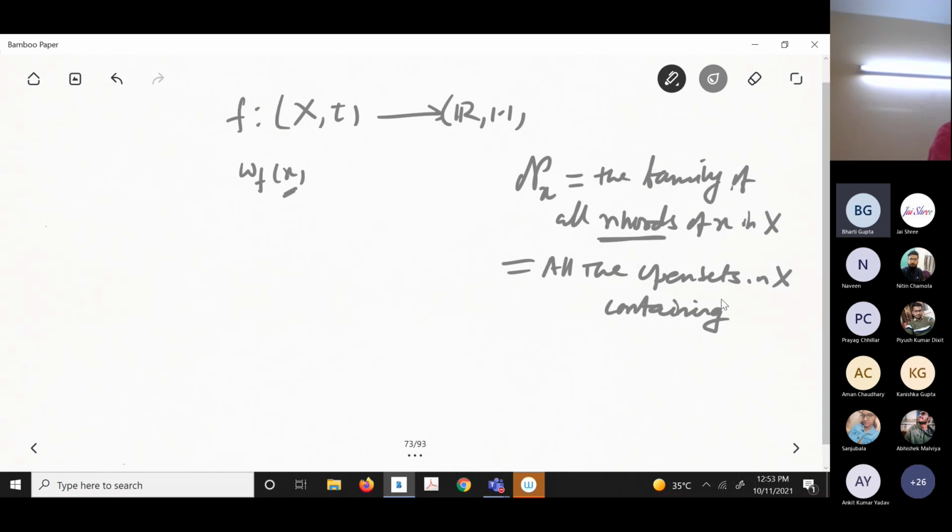It's called the neighborhood system containing x. This I need just for notation. Now look, you take a neighborhood V here.